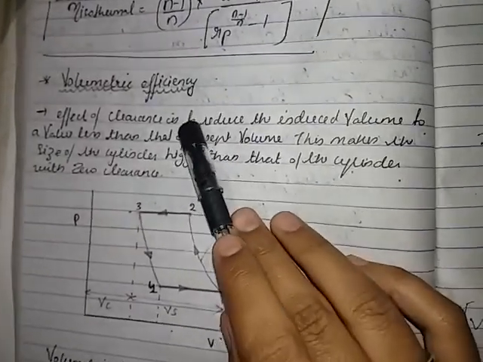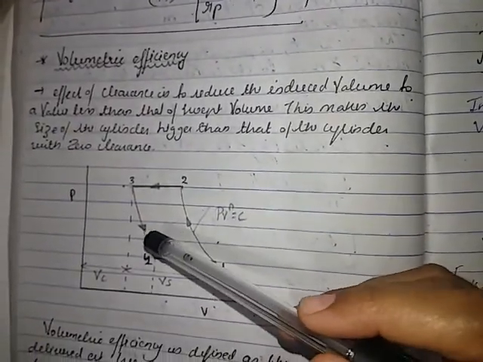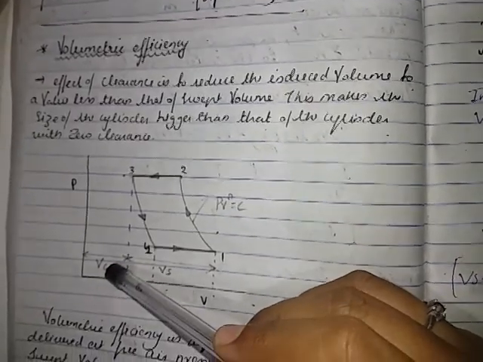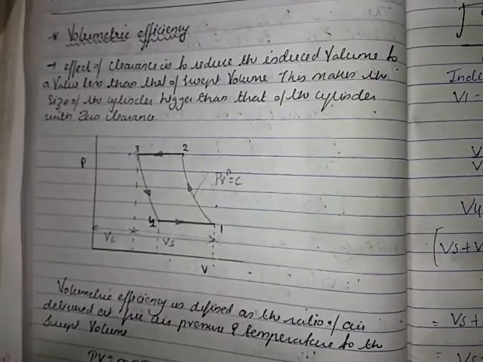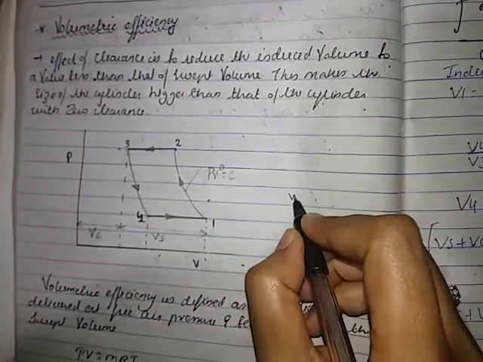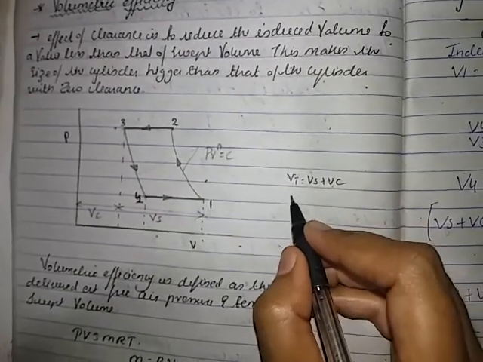Next is my volumetric efficiency. Now see here, for considering volumetric efficiency, I am considering the clearance volume over here. So you can see clearance volume is there, swept volume is there. Now what is total volume? Total volume is nothing but Vs plus Vc. Now what is V effective?